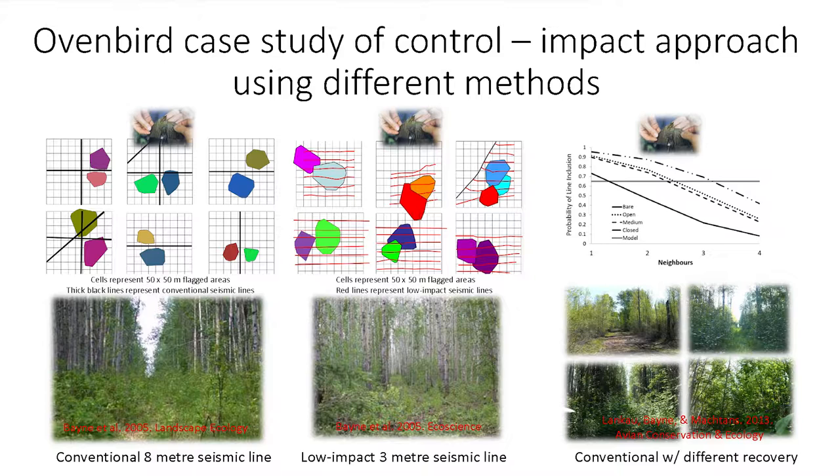So I went out and I followed birds around all day long, and I found the one on the left, which is that oven birds treat seismic lines like a territory boundary. They live right up to the edge of it. They don't really avoid it by any great distance, but they will not cross it. Okay, one lives on one side, one lives on the other.